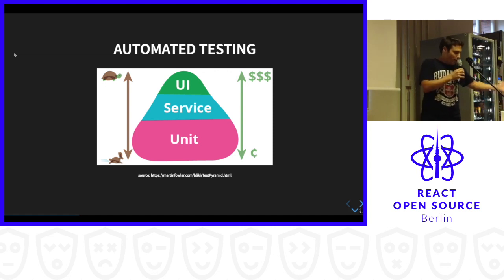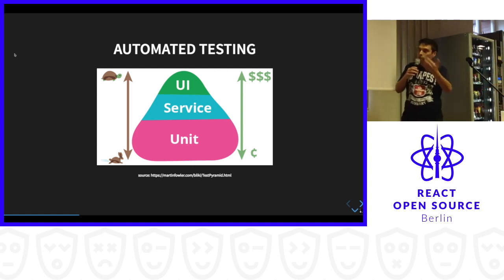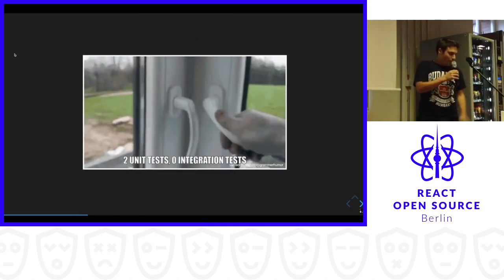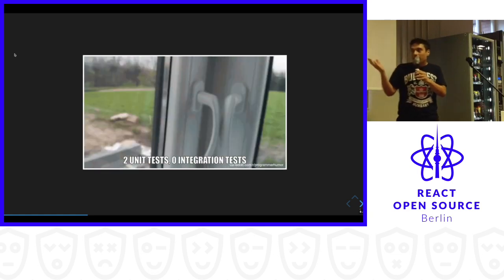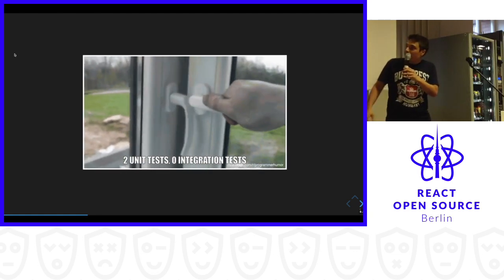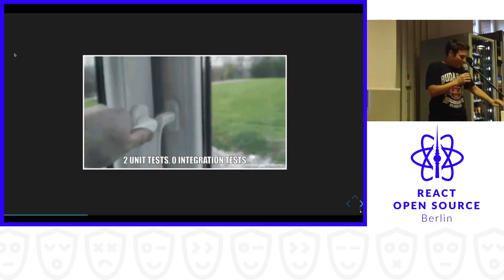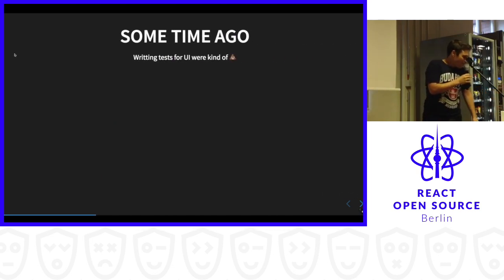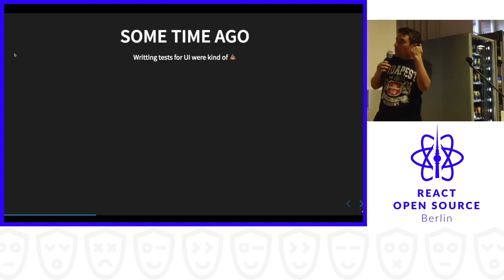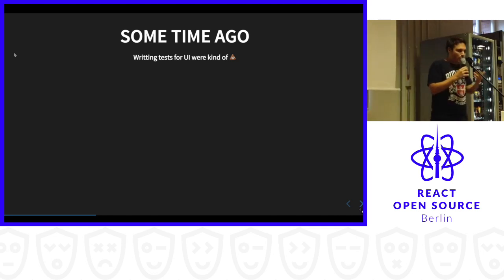And why it's important to have all these tests, not focusing on only one, because that could happen. You have a lot of unit tests, but you don't have integration tests, and basically you have these problems where your testing is passing, but you are having problems there. So, talking about the tests, some time ago, testing UI was really crappy.